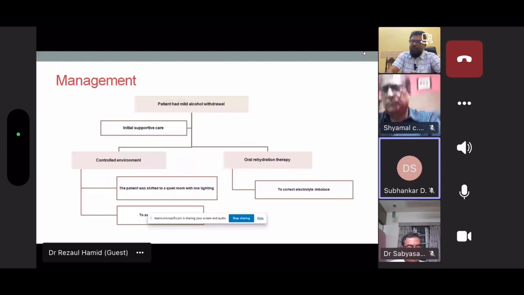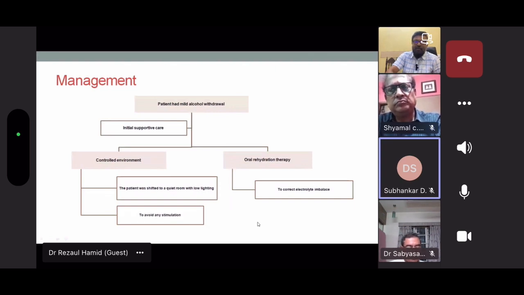As this case was a very mild form of alcohol withdrawal, his management was done with initial supportive therapy and correction of the electrolyte imbalance. It was a mild form of electrolyte imbalance and was corrected very well with oral rehydration therapy. His environment was controlled. The patient was advised to stay in a quiet, low-lighting room and to avoid any further stimulation.